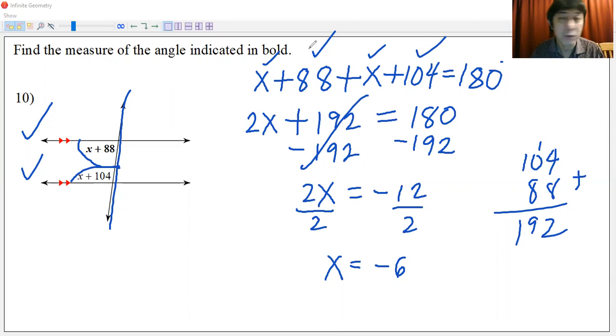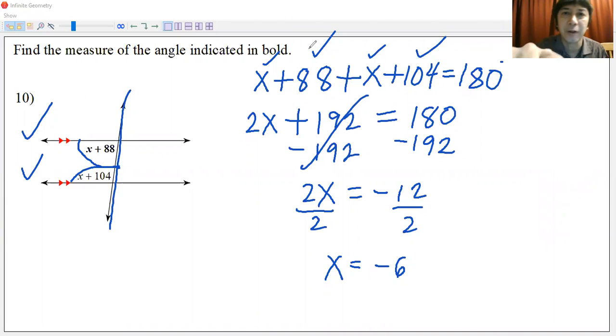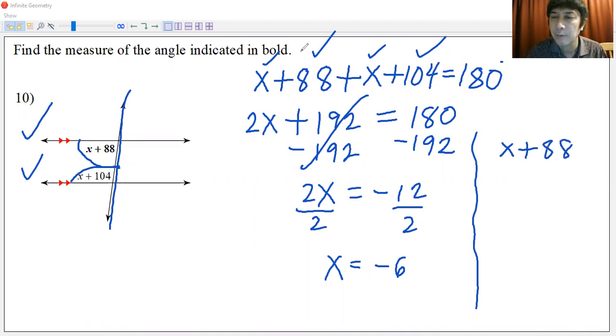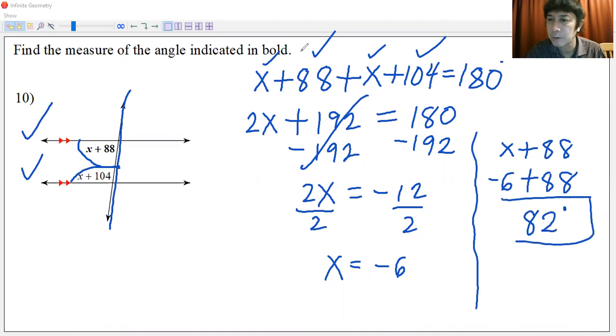And so we shall now solve for the measure of the angle indicated in bold writing, x plus 88. We shall remove our writings over here, so we have something to write on. And then we put here the required expression, x plus 88. Our x is negative 6, so we shall have negative 6 added to 88. And that should be about 82 degrees there. So we shall verify.